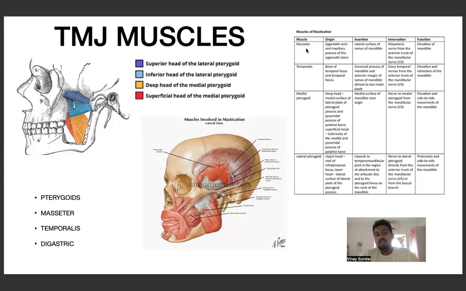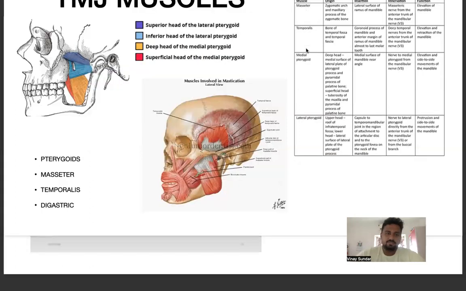Temporalis, elevation as well as retraction. Protraction is bringing the mandible forward and retraction is bringing the mandible backward. Medial pterygoid, elevation as well as side-to-side movements of the mandible, while lateral pterygoid, protrusion and side-to-side movements of the mandible. Okay. So medial pterygoid, elevation and side-to-side movements, while lateral pterygoid, protrusion and side-to-side movements. So these are your roles of the muscles of mastication.